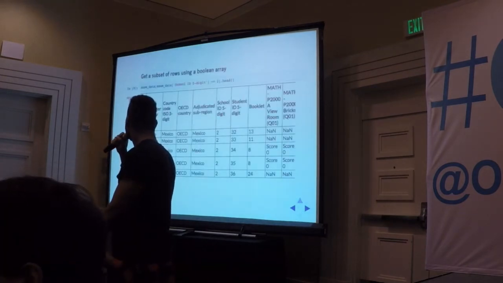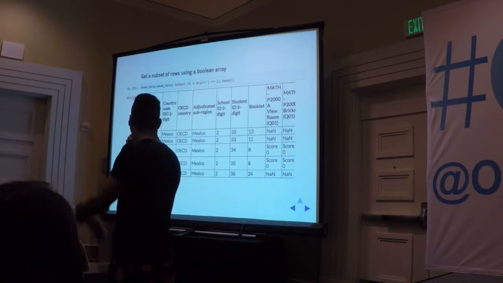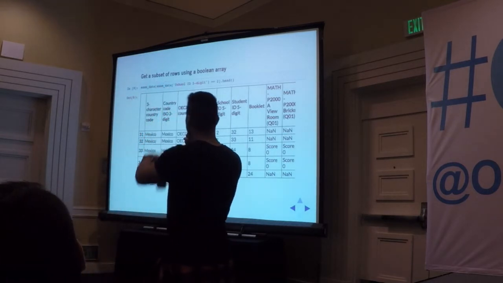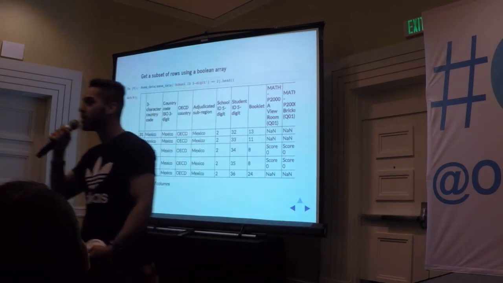And so here we have another taste. This is looking at when school ID is equal to 2. So we can put in a condition very easily.